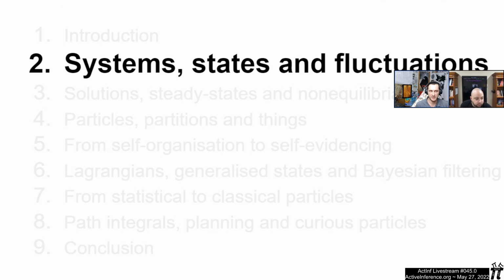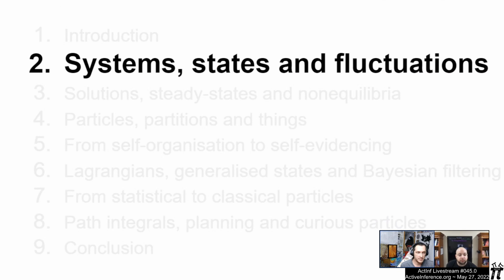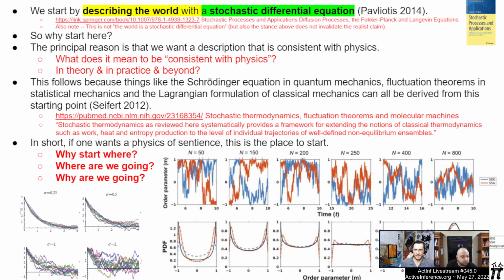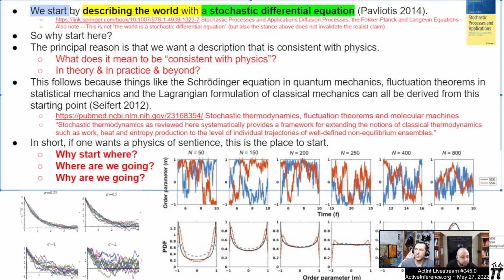So we're going to go to section 2, systems, states, and fluctuations. Okay, so they write, we start by describing the world with the stochastic differential equation, Pavliotis 2014. So this is a citation to the book Stochastic Processes and Applications of Diffusion Processes.